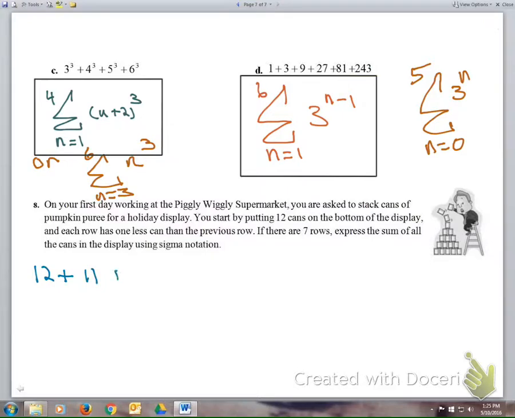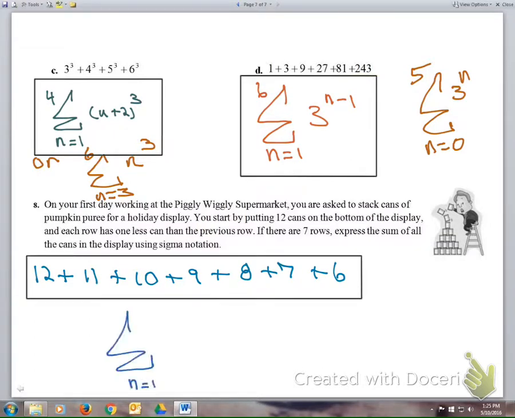So I've got 12, and then I've got 1 less, so I've got 11, 10, 9, 8, 7, 6. That is 7 rows, right? That's 7 numbers. So how do I write that in sigma notation? Well, there's 7 numbers. If I start with n equaling 1, and I go to 7, it's 13 minus n, because 13 minus 1 gives me 12. 13 minus 2 gives me 11, and so on. We are going to learn in the next chapter a quick formula for that expression, 13 minus n.